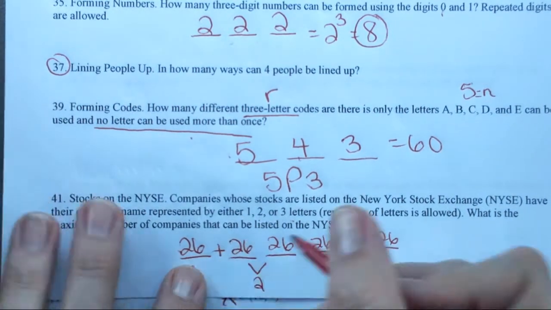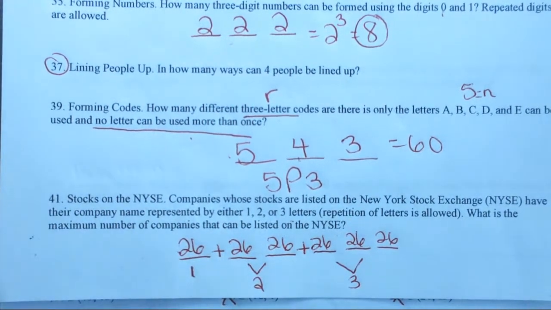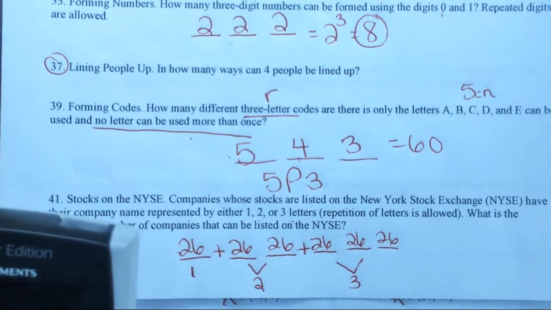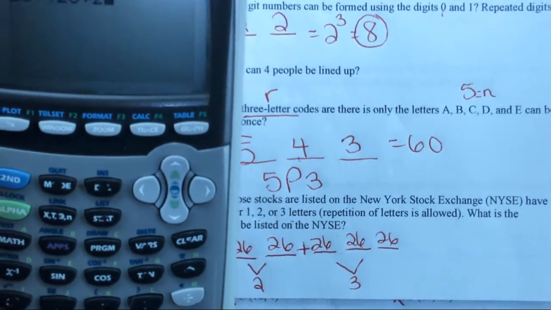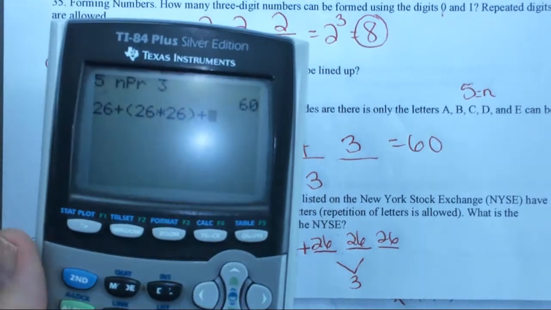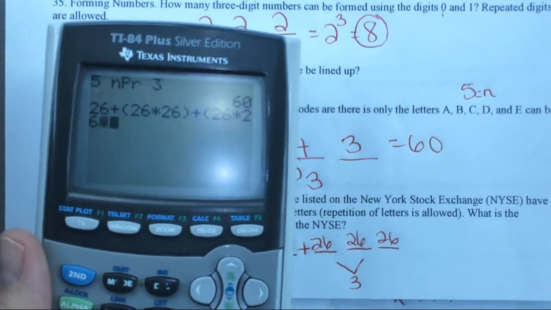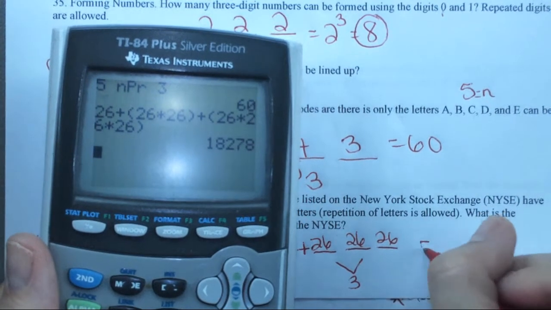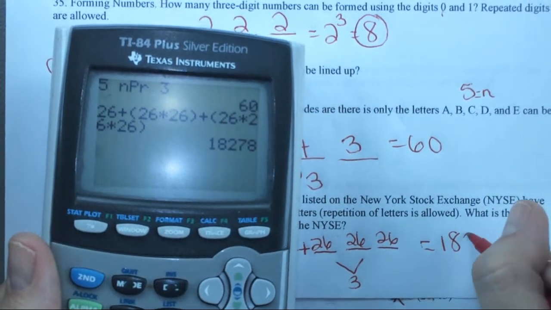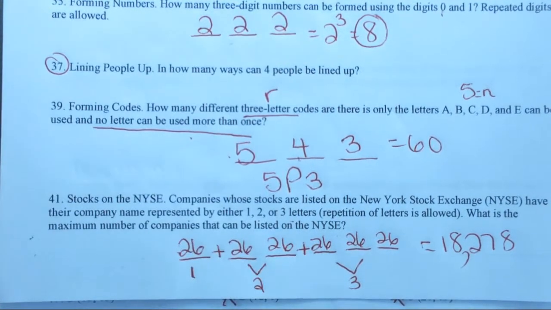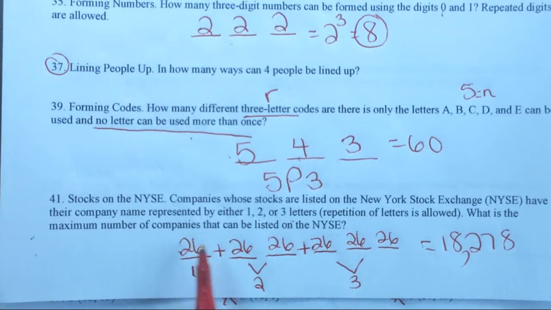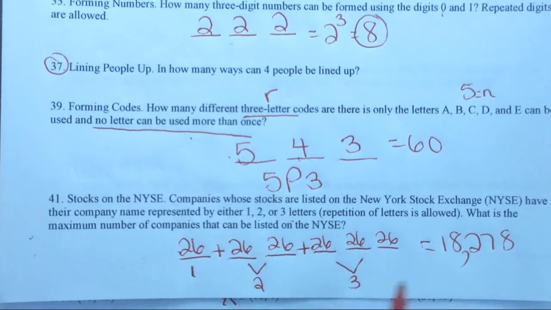So what you're going to do is you're going to take each one of these and add them up. So we're going to type that in the calculator, and we get 26 plus parentheses 26 times 26 plus 26 times 26 times 26. And that tells me that I have 18,278 different arrangements, whether it be with 1 letter, 2 letters, or 3 letters, whatever the company chooses.